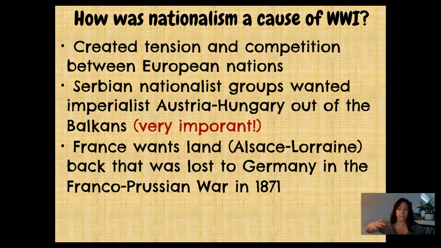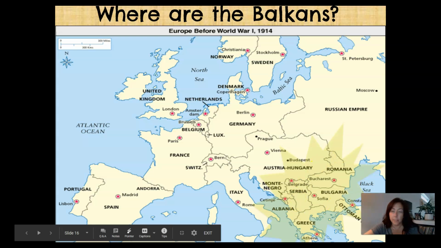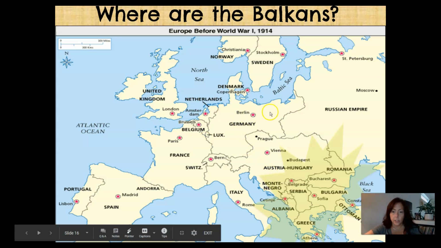So France wants this land, Alsace-Lorraine, back that they lost to Germany in a previous war, the Franco-Prussian War in 1871. So where are the Balkans? If you look at where the darker green is, that area, Serbia, Bulgaria, Greece, Albania, Romania, is the region that was referred to as the Balkans. And again, Europe doesn't look like this now, but you can see the German Empire was much bigger. There is no Austria-Hungary now. There is an Austria and Hungary.